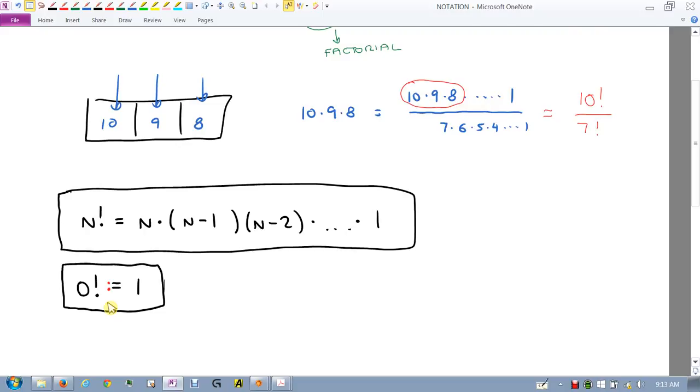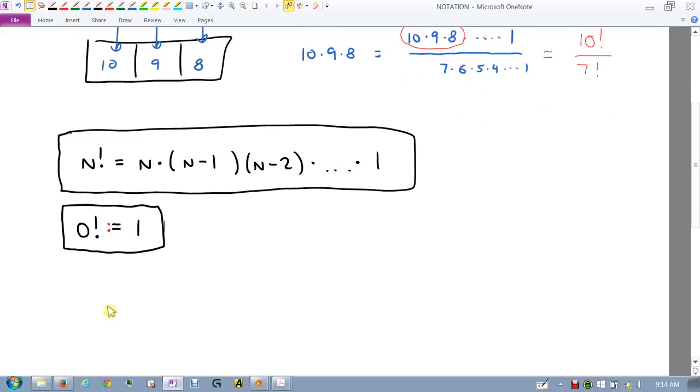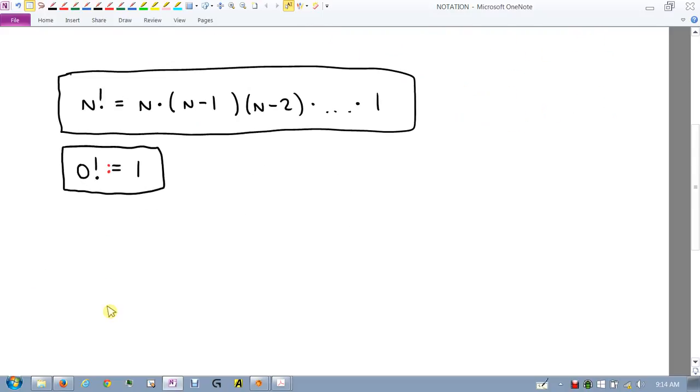So these two things in boxes are what we need to know to work with factorials: the basic definition of n factorial, and then to remember that 0 factorial is 1. I'll put underneath here, n is an element of the set of integers and non-negative integers.